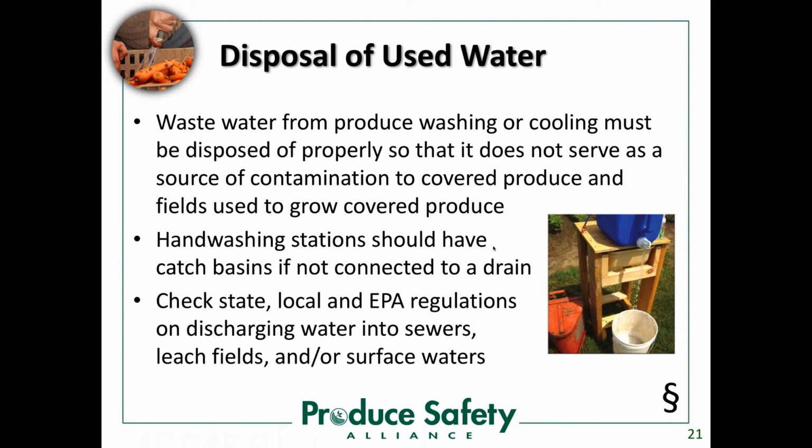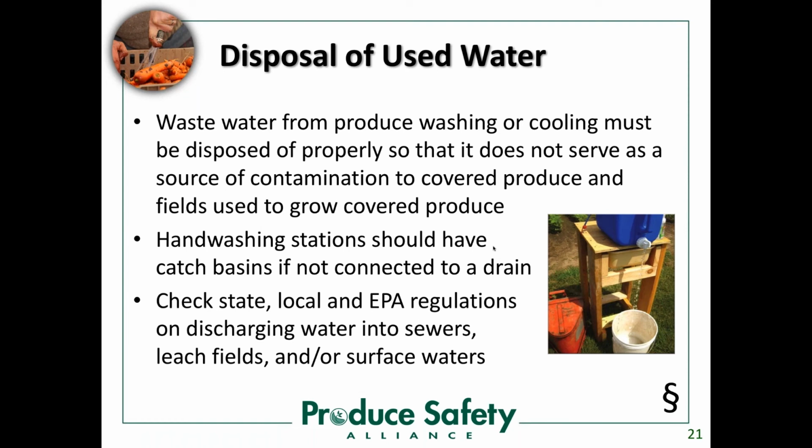What do we do with our used water? You can't just dump it out on your field and let it run out, because that's a source of contamination. You've got to dispose of it properly. If you want to use that water in a field that does not grow covered produce and grows something else, pasture, or something like dried beans, or many of the things that aren't typically eaten raw, then that's an obviously good way to use your so-called gray water.